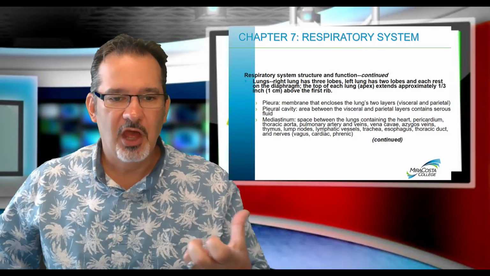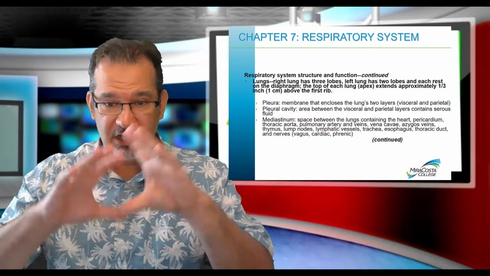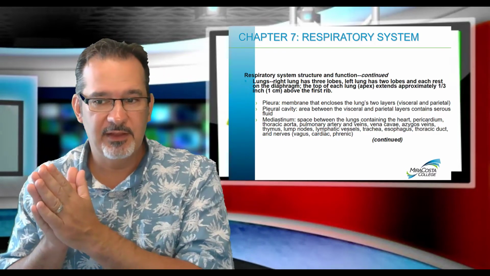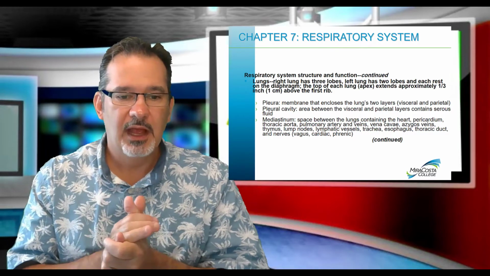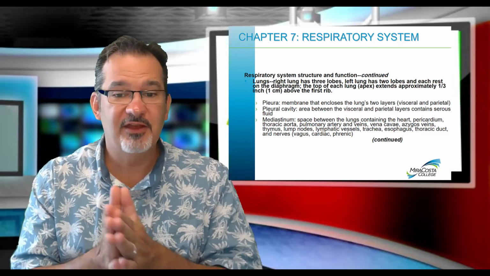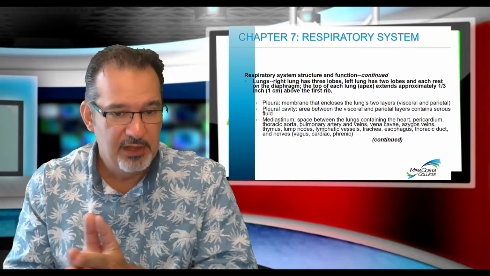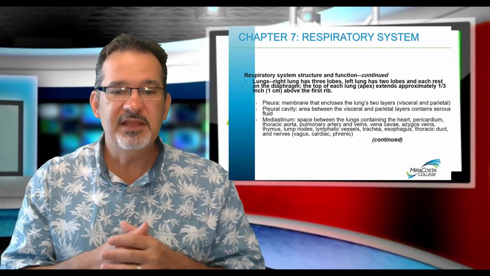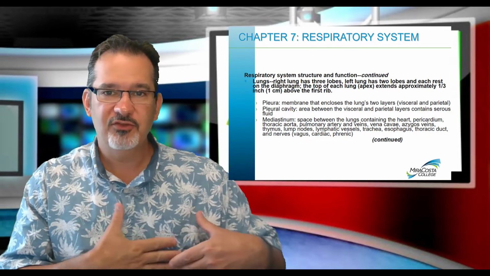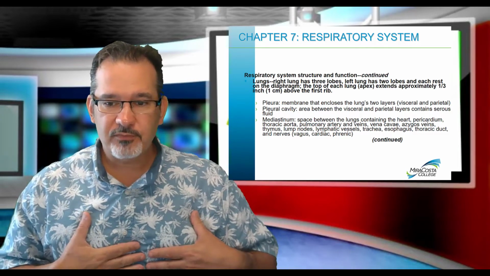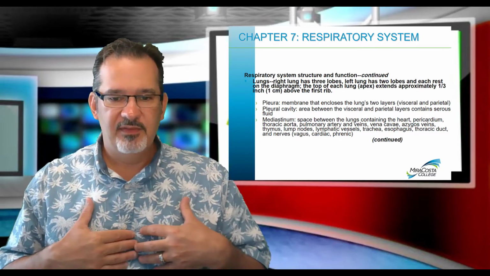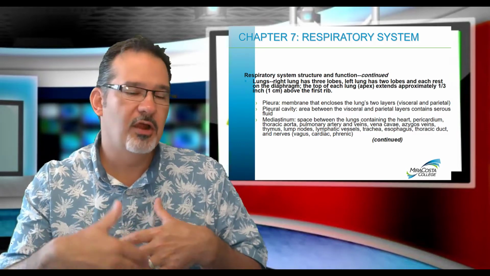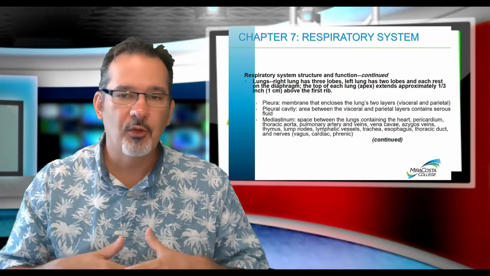Okay, the lungs, the pleura is a membrane that encloses the lungs, 2 layers, the visceral and the parietal layers. Okay. The pleural cavity is the area between those 2 layers. And then the mediastinum, media being middle. The mediastinum is the space between the lungs and the heart. That particular area kind of separates the lungs from the heart and the pericardium and the thoracic aorta.